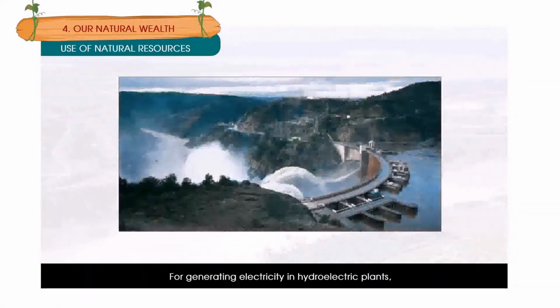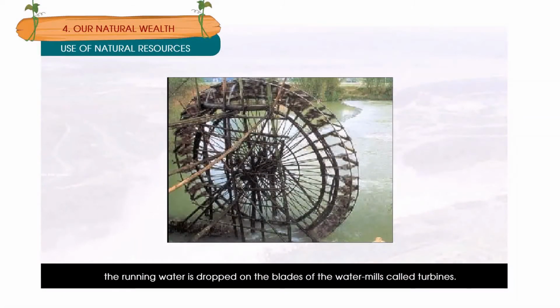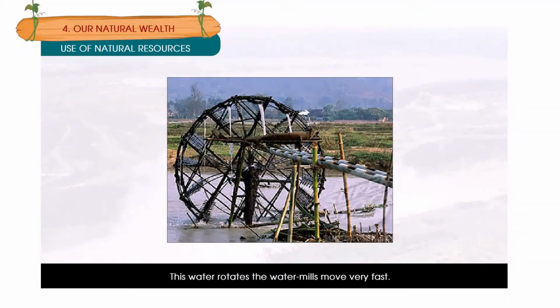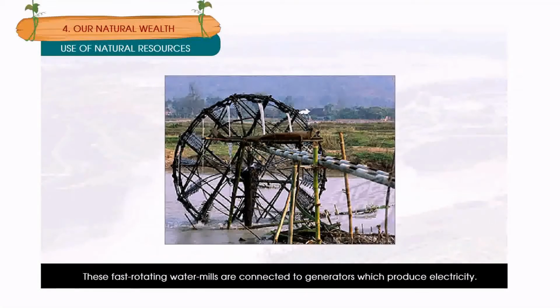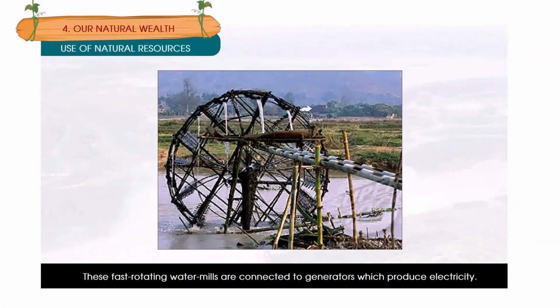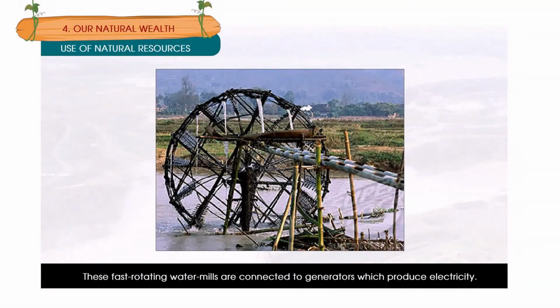For generating electricity in hydroelectric plants, the running water is dropped on the blades of the water mills called turbines. This water rotates the water mills very fast. These fast rotating water mills are connected to generators which produce electricity.